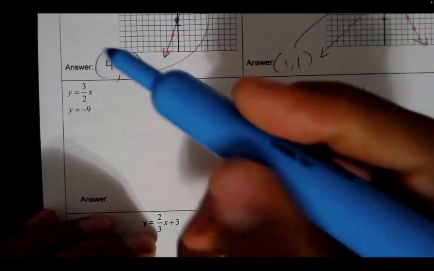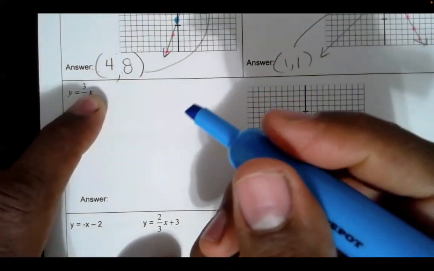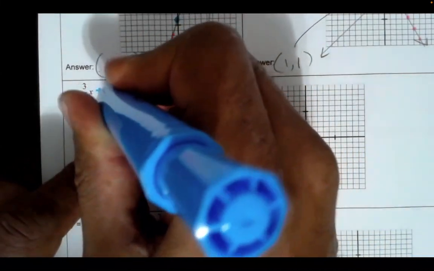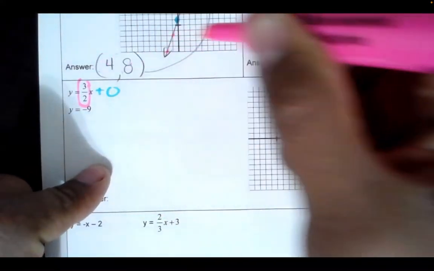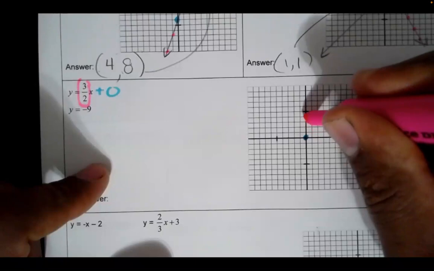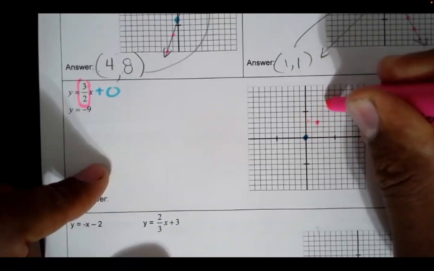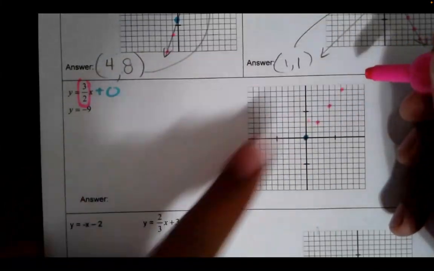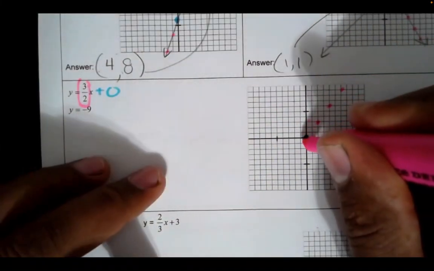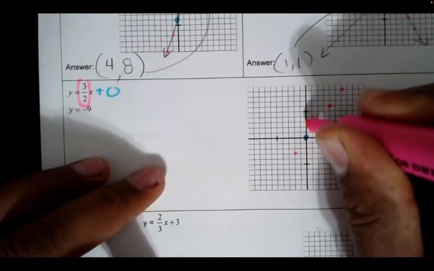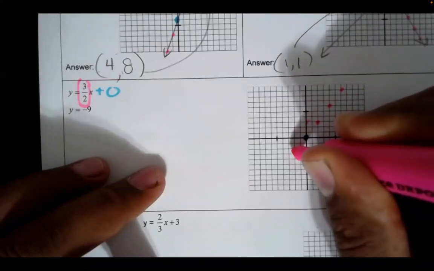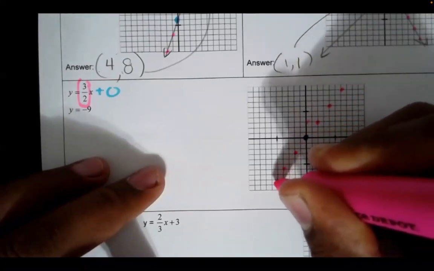Again, for the first one, there's no number after the x, so that means that the number is 0. So this one I start right in the middle. And then the slope is 3 over 2, and it's positive, so that means that we're going to go up 3, right 2, from that point we just put. So up 3, right 2, up 3, right 2, up 3, right 2. And then I want to go back down the other way. Down 3, left 2. I just go backwards. Instead of going up 3, I go down 3. Instead of going right 2, I go left 2. Down 3, left 2, down 3, left 2.